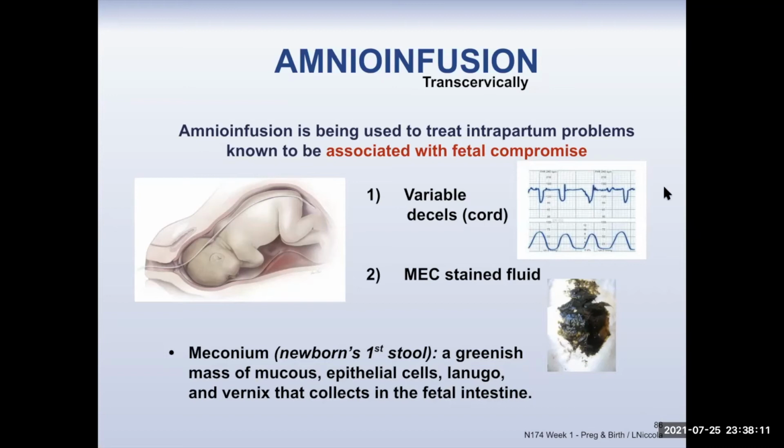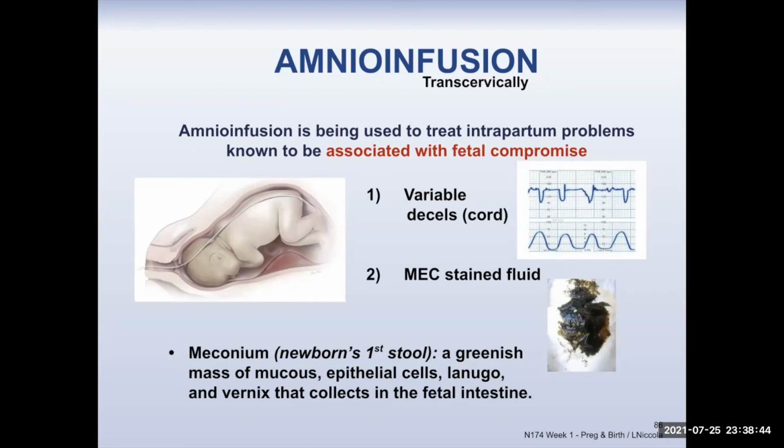Variable decels, cord compression. So if we fill the uterus with fluid, we want to suspend baby and hopefully get baby off the cord that's causing these variable decels. It can also be used for meconium staining fluid. And again, here we're flushing out the fluid, flushing out the meconium for when baby is delivered.